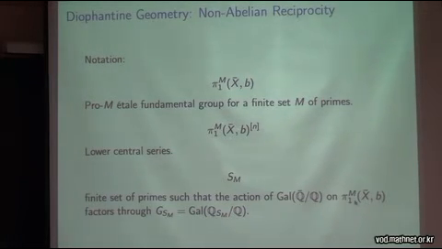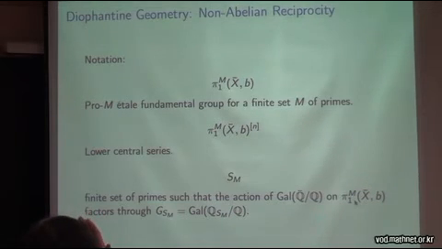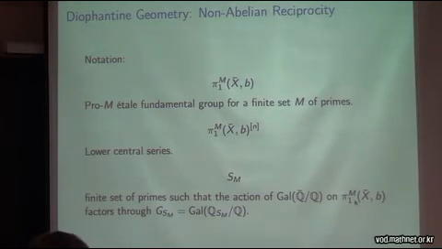So what we're going to do is I'm going to show you how to define such a non-abelian reciprocity map. Yeah? I wanted to put this later because I wanted to spare you as much of the technical language as possible, but let's just do it. So I'll denote now by pi_1^M the pro-M fundamental group of a variety, yeah? Where M is some finite set of primes. So this is the maximal quotient of the étale fundamental group arising from finite quotients whose orders are divisible only by primes in M.